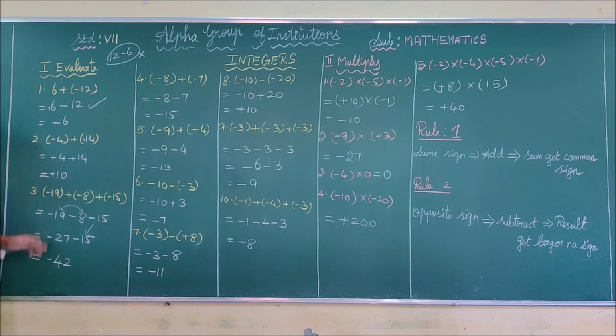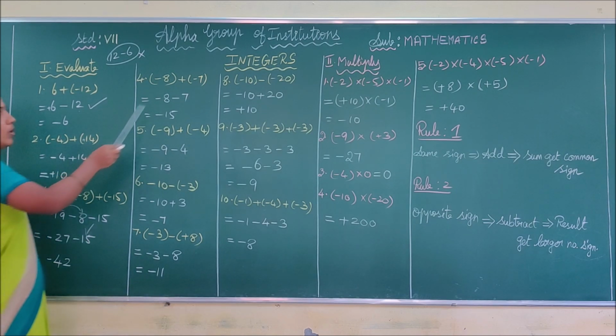And the sum takes the common sign. Whenever you have the doubt, you just remember the rule. What's the rule saying? If the integers are in same sign, you have to add. And the sum takes the common sign. It's clear, children? See the next one.